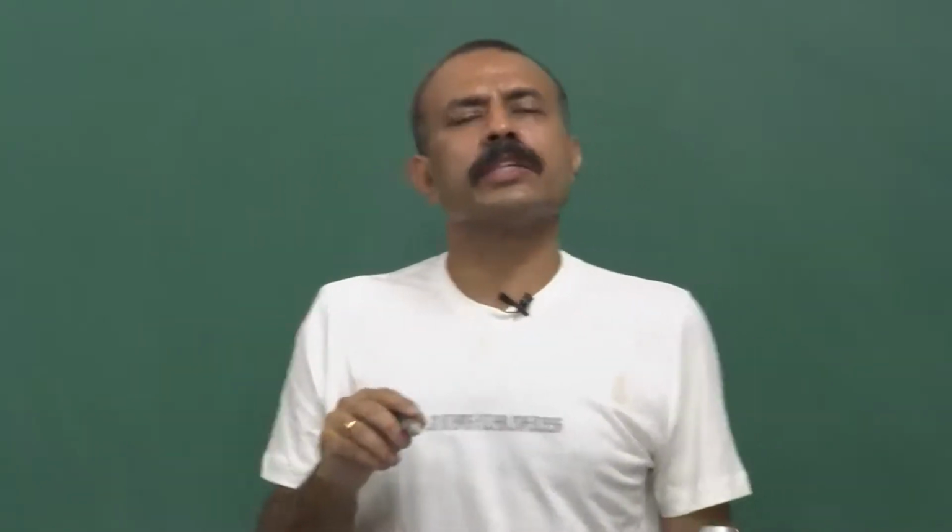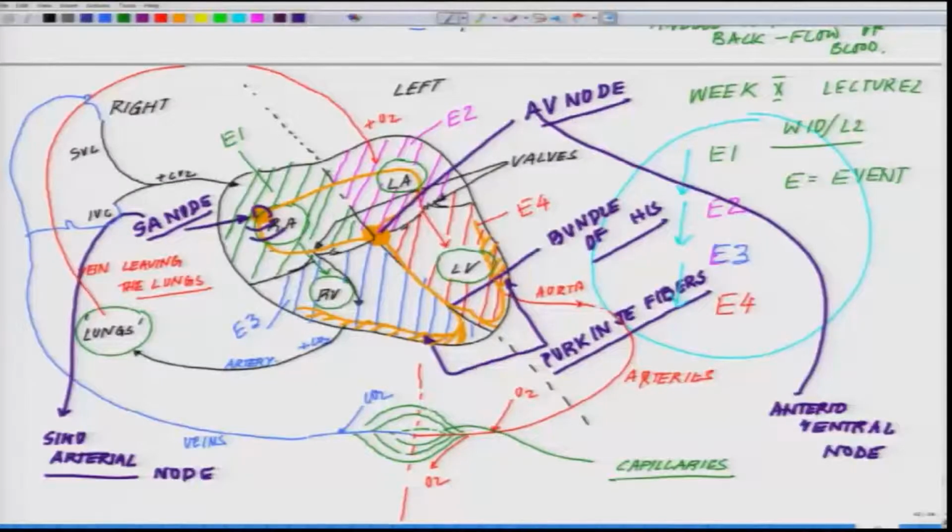So, the impulse gets generated from the SA node. Out here the impulse is getting generated, and the impulse travels like this. Obviously, this is the shortest distance from SA to AV node, where the AV node is here, whereas this is a longer distance, right? So, the first event E1 happens when the impulse travels from SA node to AV node on the right atrium, or on the right upper surface, right.